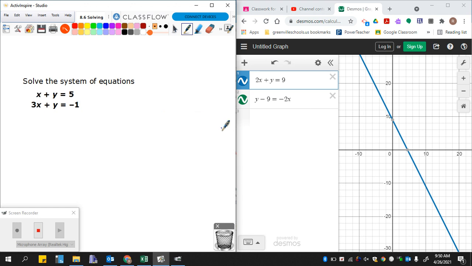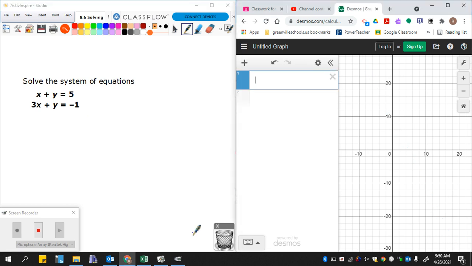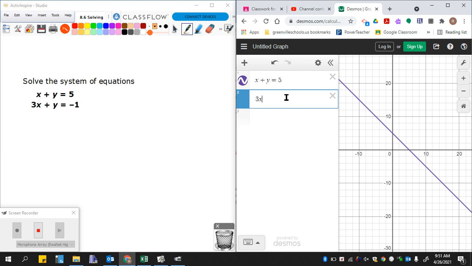So solve this next system of equations. One of the things I was just thinking about is that to get to this Desmos, just go to desmos.com in case you don't know how to do that. Go to desmos.com and click on where it says graphing calculator. Okay? So we have x plus y is equal to 5. And 3x plus y is equal to negative 1.